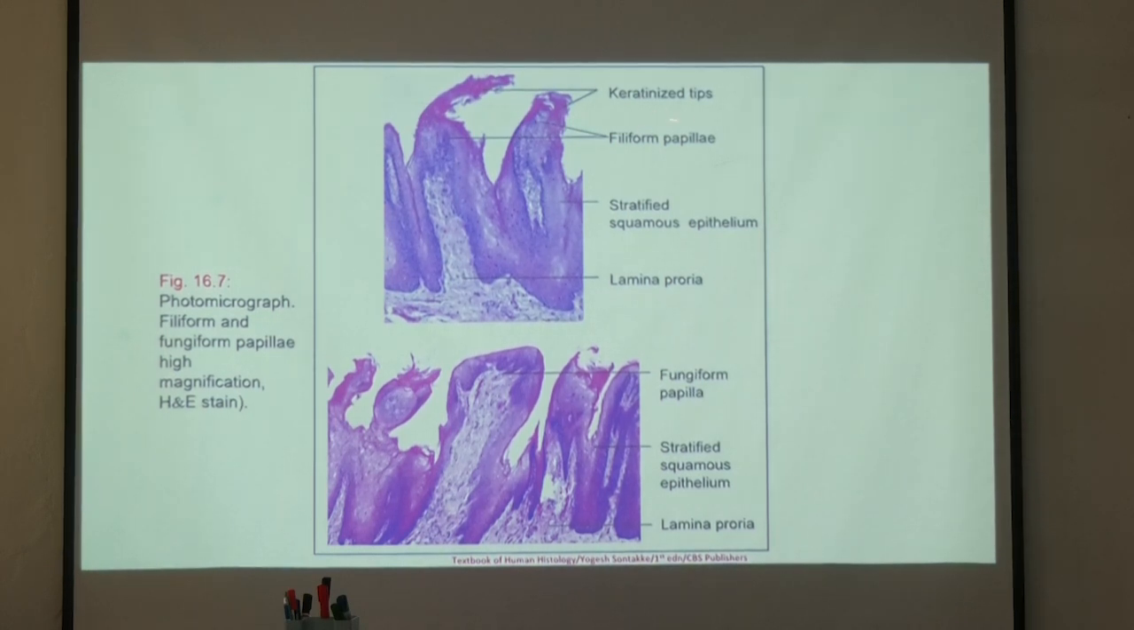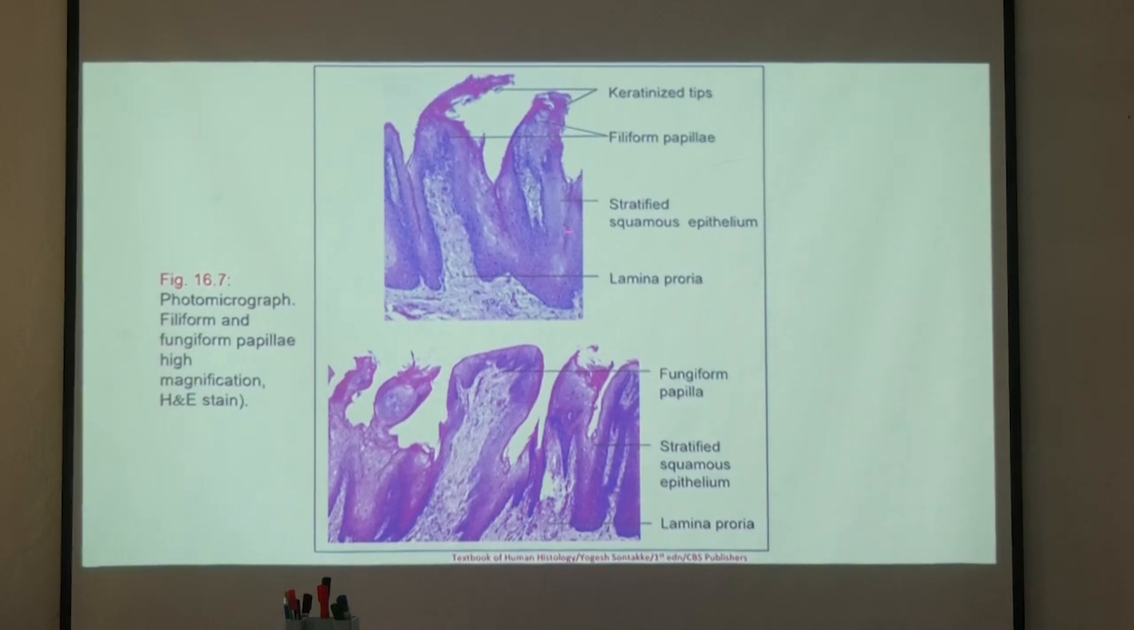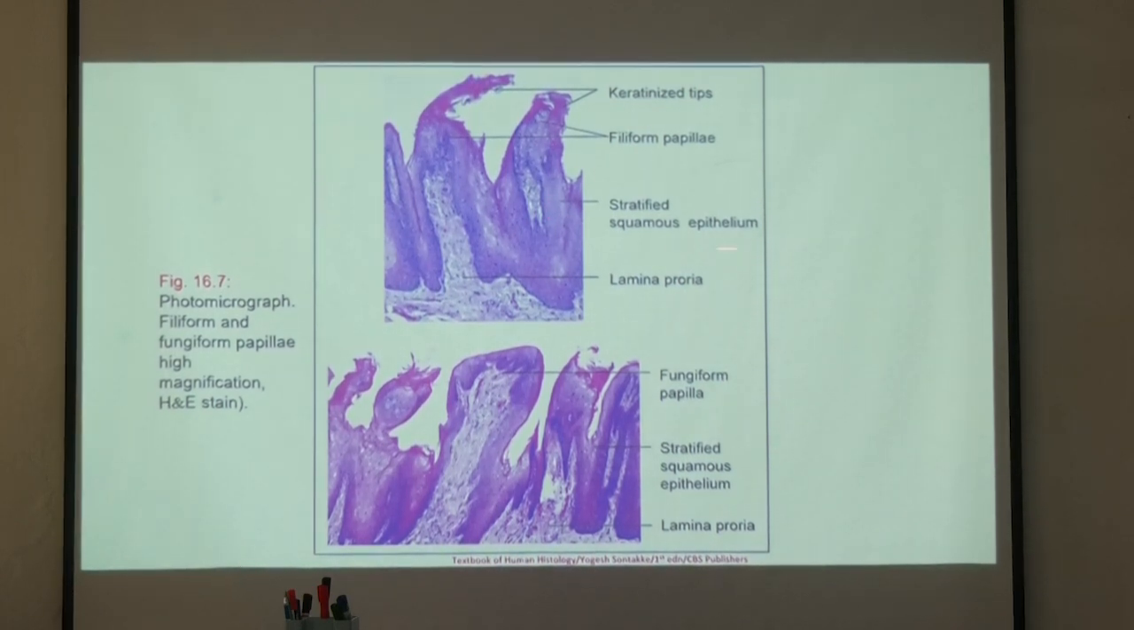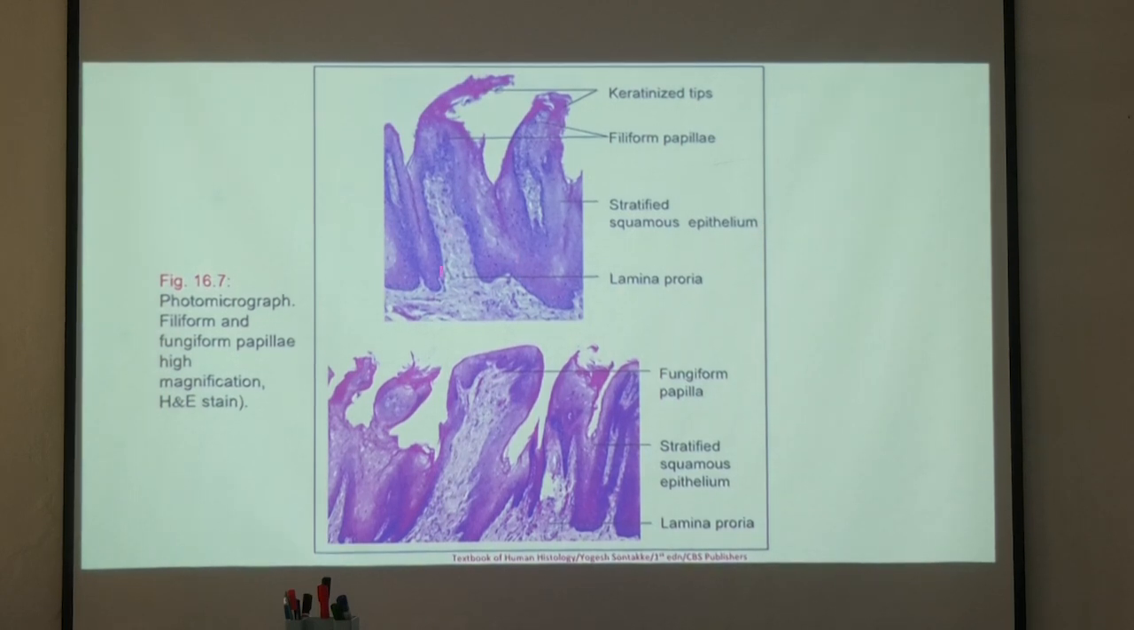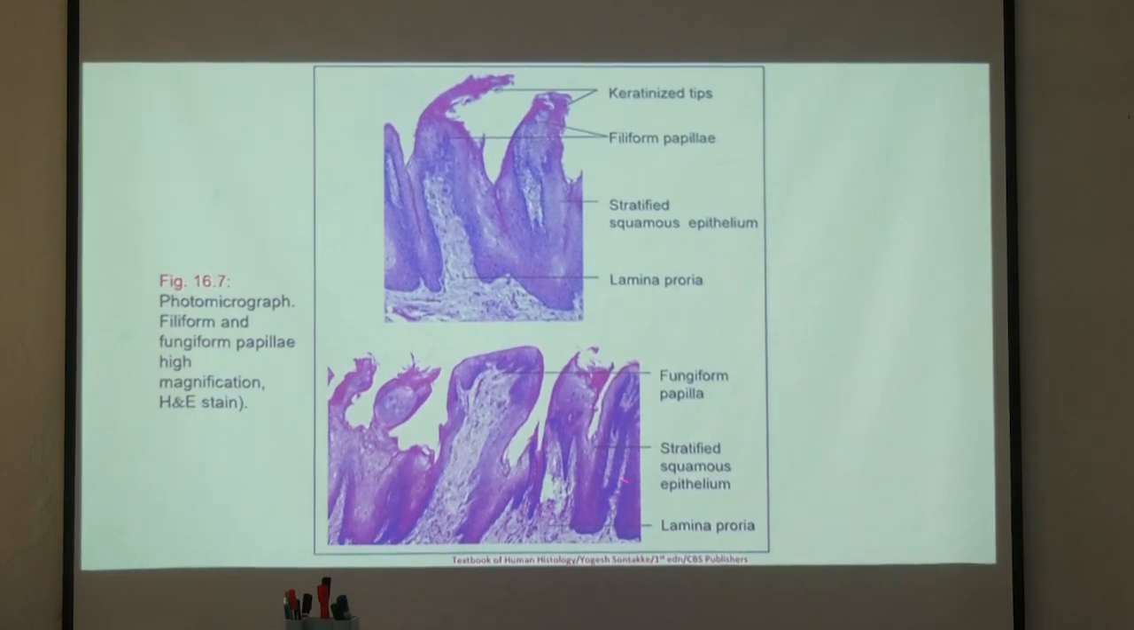The characterized tips. Filiform papillae: stratified squamous epithelium, lamina propria. Fungiform papillae: stratified squamous epithelium, lamina propria. Now, stratified squamous, not pseudo-stratified squamous, that is by this time you are knowing. Stratified squamous epithelium, that is oral cancer, the squamous cell carcinoma. Now the squamous cell carcinoma.